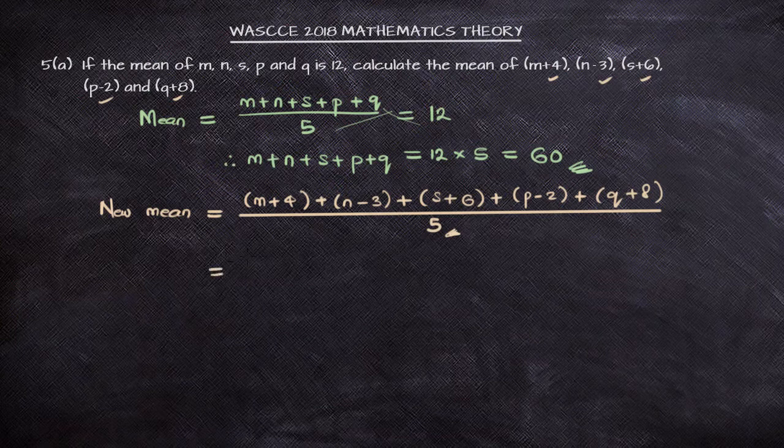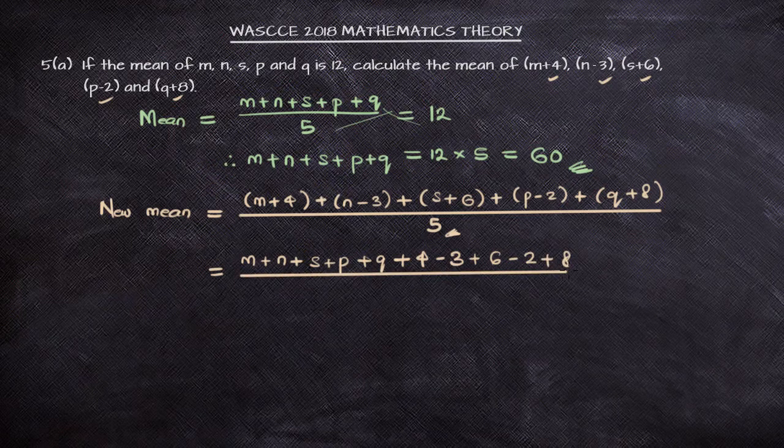And now we can say we want to open up the brackets. And let's say we collect all the alphabets together: m, n, s, p, q plus, now the numerals, 4 minus 3 plus 6 minus 2 plus 8. Everything divided by 5. That will give us our mean. But interestingly, now we are having m, n, s, p, and q, which we have found to be 60 initially. So instead of using those alphabets, we can use 60 since that's their sum. So that will be 60 plus 4 minus 3 plus 6 minus 2 plus 8 divided by 5.